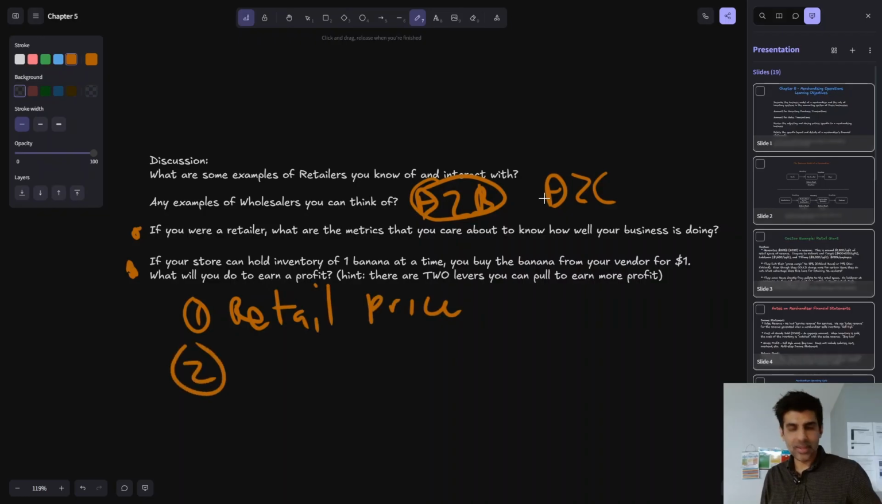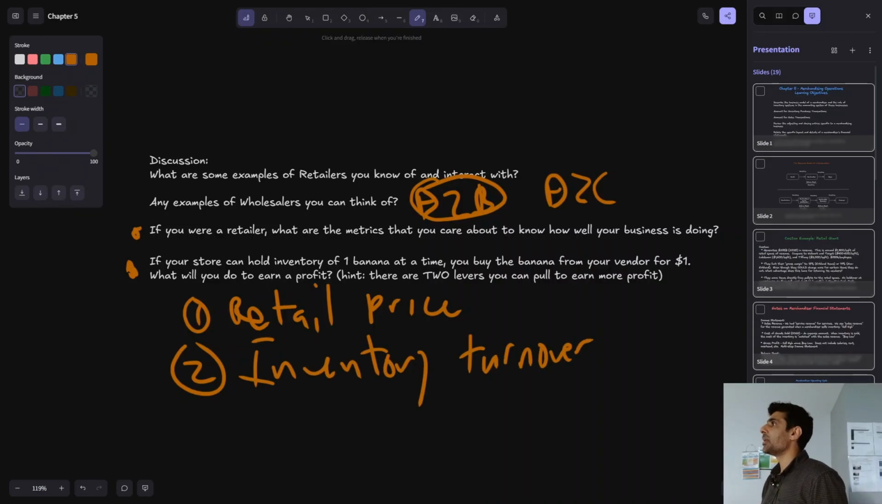Okay, what's the other one? Any other ideas of how I can maximize my profit? Okay, yeah, that's if you can buy cheaper, but there's another one that's a little more fundamental. It has to do with this idea you can only hold one banana in your inventory at a time. Exactly. Turnover. We call this inventory turnover.